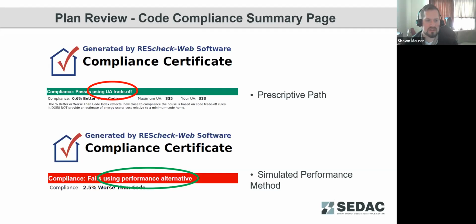On the bottom screen here, you can see that this was using the simulated performance method for ResCheck. So it does call out in the results pages, as well as the initial settings, if you're using that ResCheck program, whether you're using that prescriptive path, UA trade-off path, or you're using the performance alternative. So for plan reviewers, that is a helpful thing to note.